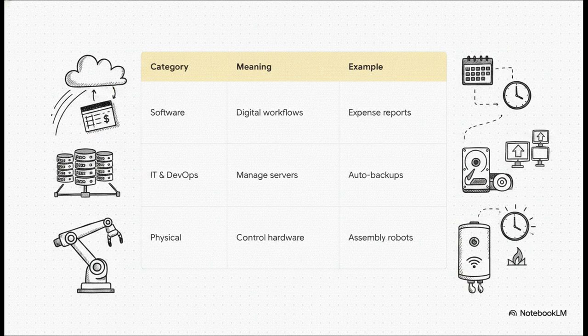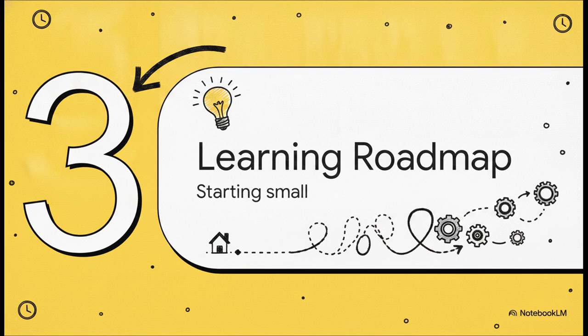Then we step up a level to IT and DevOps. This is about automatically managing computer systems, servers, and cloud networks. A great everyday example, triggering automatic network backups at 2 a.m. or auto-updating software across 100 office computers all at once. Finally, there's industrial or physical automation. This is using robotics and hardware to control physical processes. So that could be massive factory assembly line robots or something as simple as your smart home geyser turning on automatically at 7 a.m.